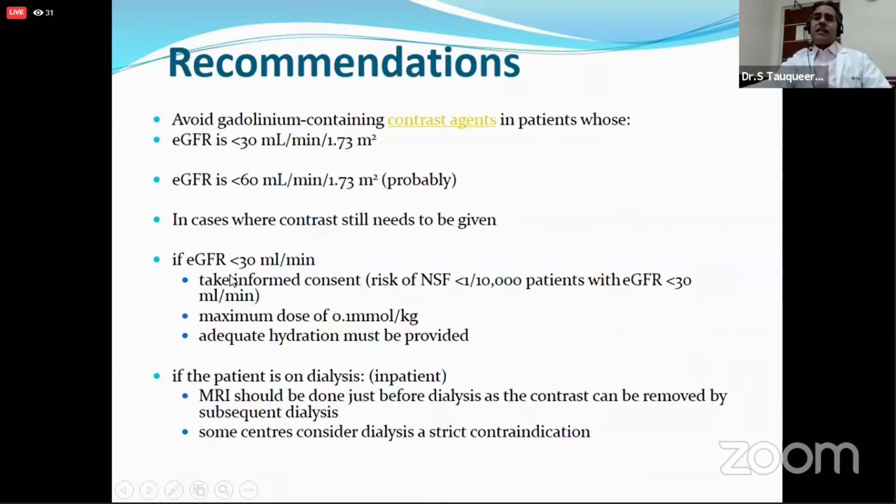And if there is less than 30 milliliter per minute eGFR, then MRI should be avoided, or very informed consent should be taken. But there's certain contrast, the class 2 compounds, we'll discuss the classes of components later on, with class 2 components where MRI contrast can still be given when the eGFR is less than 30 milliliter per minute. If the patient is on dialysis, the MRI should be done just before dialysis. Some centers avoid dialysis, but it can still be done.